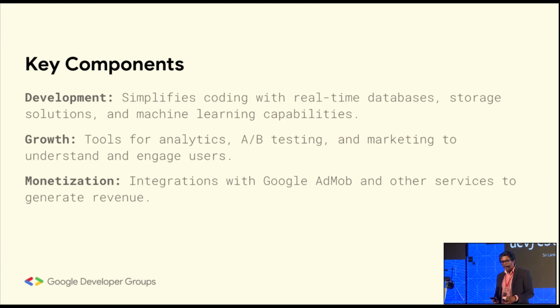On the growth side, it has tools for analytics, which is key for your application. A/B testing. Say you want to figure out whether having a button on the left results in more clicks versus having it on the right. Actually, funnily enough, in English, it's better to have the button on the left, because that's the first thing you read, left to right, while in Arabic, you actually read the other way. Something I learned on another project. And then monetization. So there's Google AdMob. If you want to make money on a mobile app, you use something like Google AdMob, and it integrates very well into the Firebase suite.